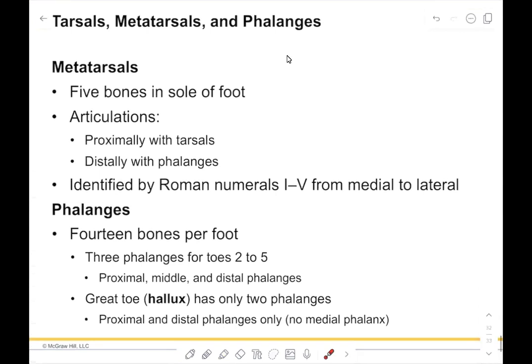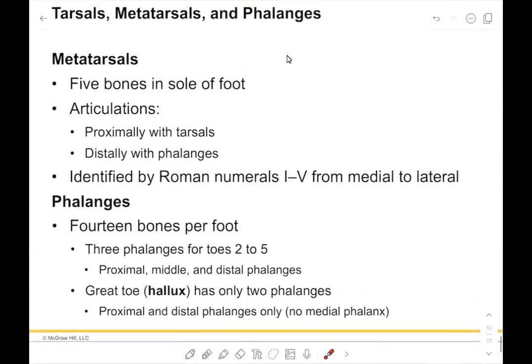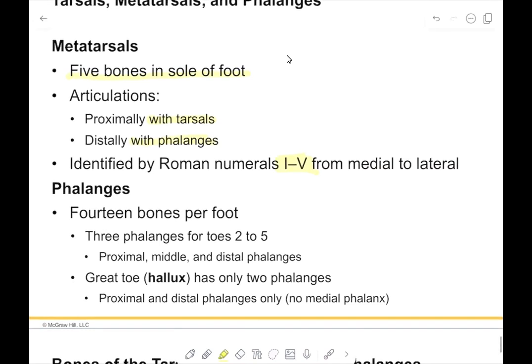For the metatarsals and the phalanges, not too many things are different from the metacarpals and the phalanges of the wrist. There are 5 bones in the sole of the foot as metatarsals, just like, remember, there were 5 metacarpals in the hand. They articulate with the tarsals proximally and distally with the phalanges. They're identified as number 1 through 5 from medial to lateral using Roman numerals. And finally, we have 14 phalanges, just like we have in the hand.